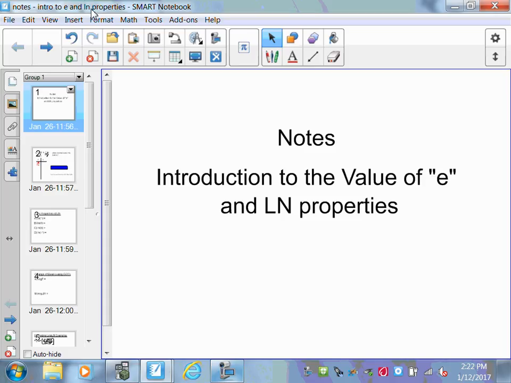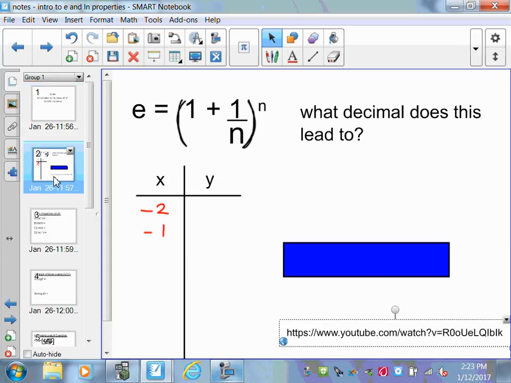The natural number e has its own special log, the natural log. All right, let's take a look at e really quick. If you have your calculator ready to go, go to y equals.